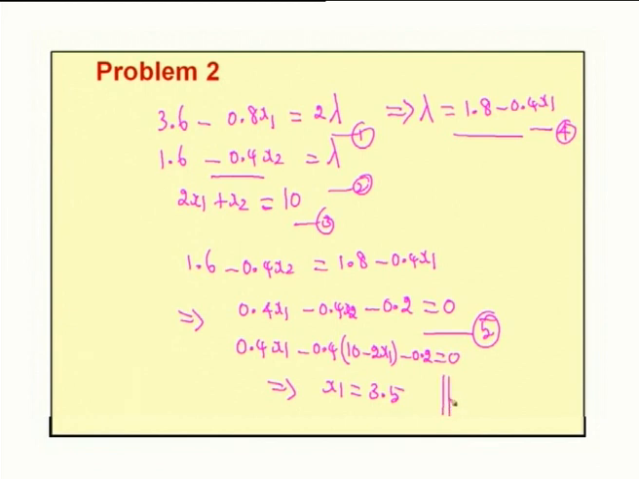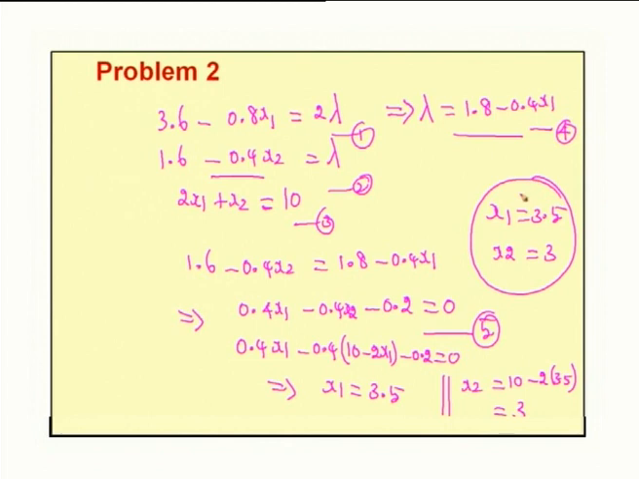Now, by substituting this x1 value in equation 3, we get x2 equal to 10 minus 2 into 3.5, which gives us 10 minus 7, which is 3. So, for this NLPP the optimum values are x1 equal to 3.5 and x2 equal to 3. With these values of x1 and x2, our objective function gives the maximum value.